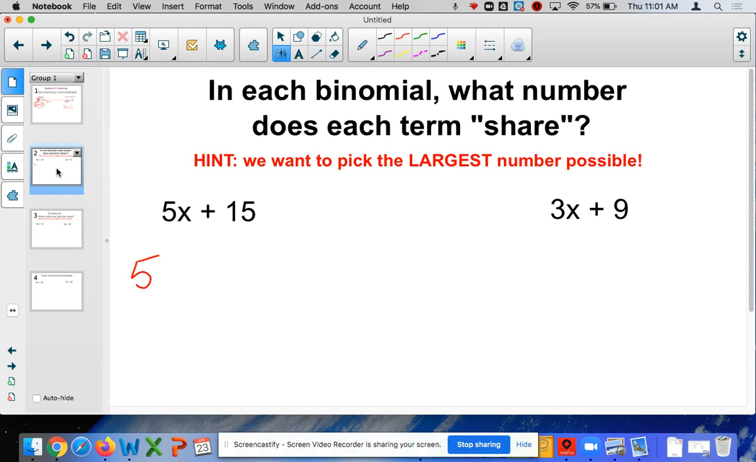It's 3. So if we wanted to factor this, I'd write down my parentheses and I'd ask myself, 5 times what gets me 5x? And I have an x. 5 times x gets you 5x. 15 divided by 5, that's a positive 3. 5 times 3 gets you a positive 15. And just like that, we factored it.